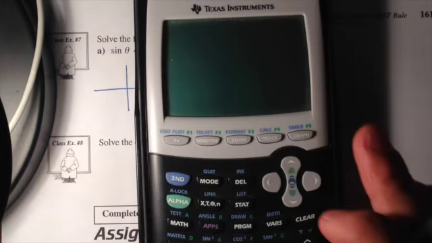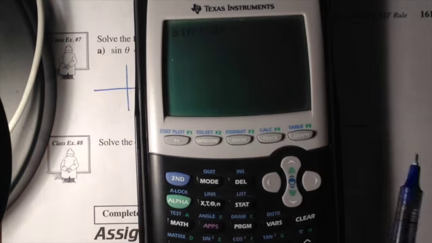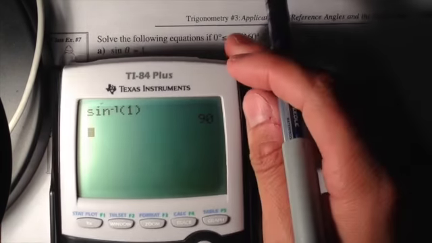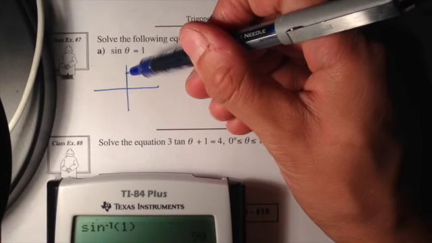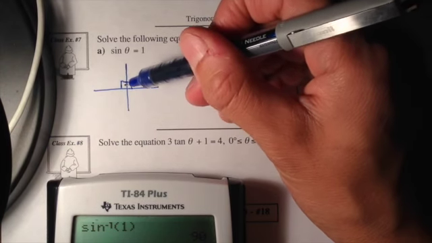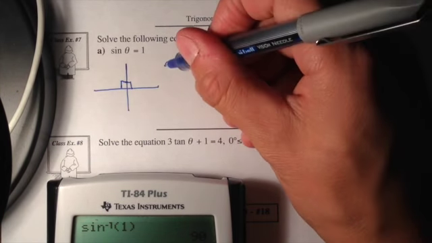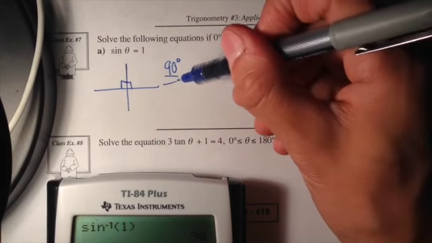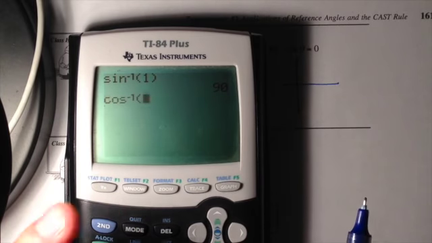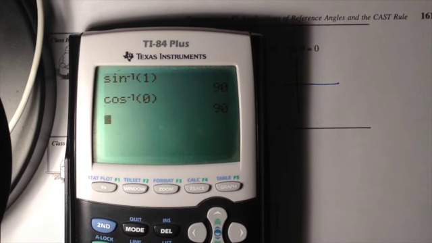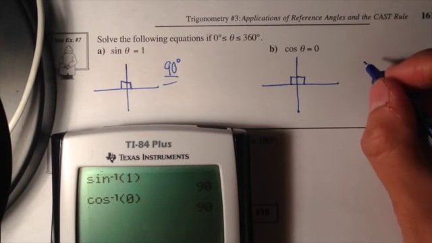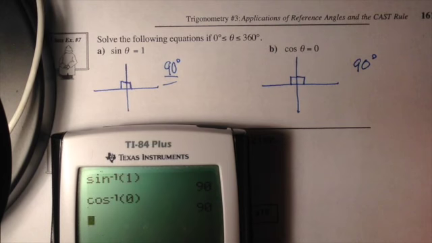Now if we type in inverse sine of 1, we get 90 degrees. And that tells us that we have one angle going straight up at 90 degrees. It could be 90 degrees on both sides since that gives us the reference angle, but there's only one angle. And so there's only one answer of 90 degrees. And same thing if we do the inverse cosine of 0, again we get 90 degrees, which tells us that we have 90 degrees here, and simply 90 degrees.